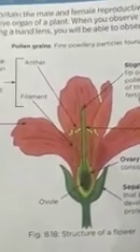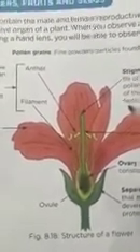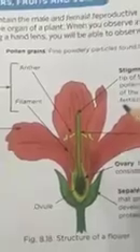Dear students, you are watching Classic Science, chapter number 8, Plants, part 10. So let's start, dear students. Flowers, fruits, and seeds. Flowers contain the male and female reproductive parts.